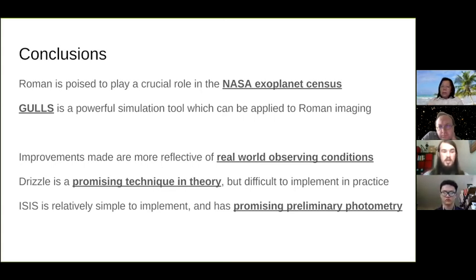So with Drizzle, I was able to achieve a partial implementation and show that it's a promising technique in theory. And then with ISIS, I was able to get promising preliminary photometry and demonstrate that there is room for improvement with additional pre-processing of imaging.